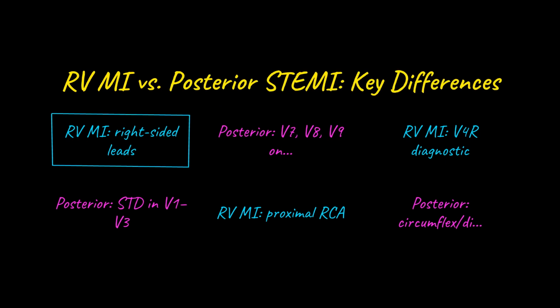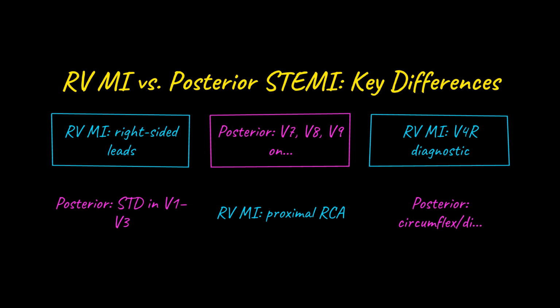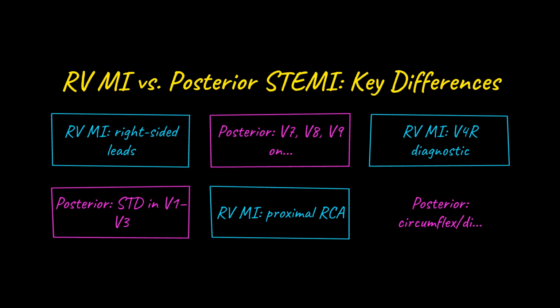The classic exam trap is confusing right-sided leads with posterior leads. Posterior STEMI uses V7, V8, and V9 placed on the back of the left chest, and shows ST depression in V1 through V3 as a mirror image. Right ventricular MI uses right-sided leads, specifically V4R. Different territories, different lead placements, don't mix them up.